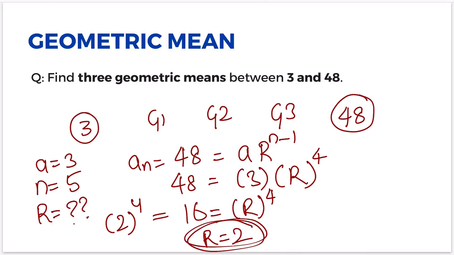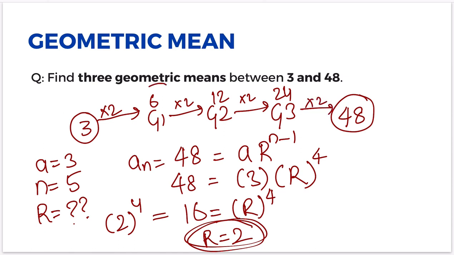To get G1, simply multiply by 2, that is r, you will get 6. Multiply by 2, you will get 12. Multiply by 2, you will get 24. And multiplying by 2, you have 48. So these are the geometric means you are looking for.